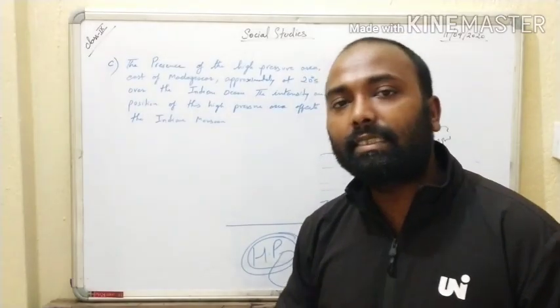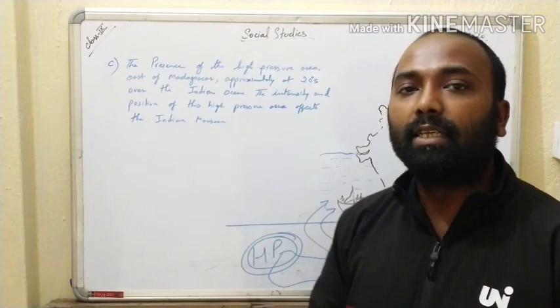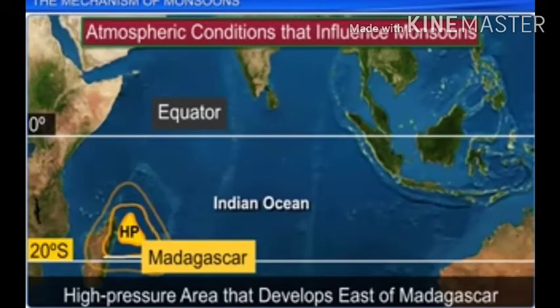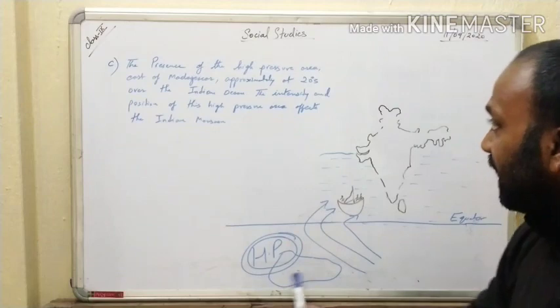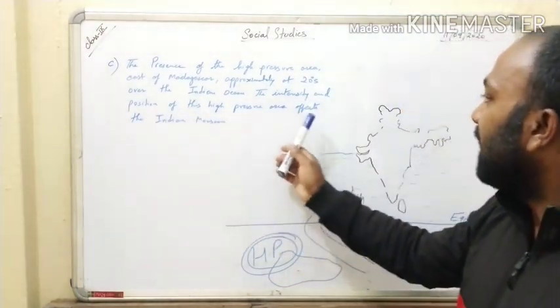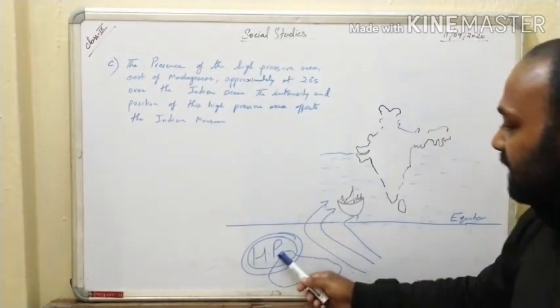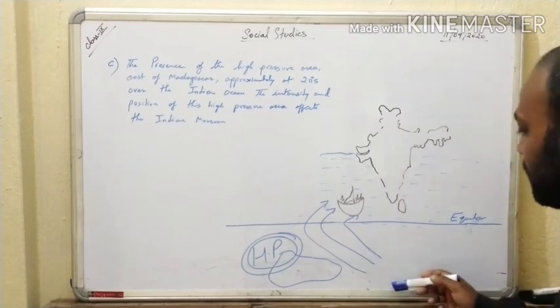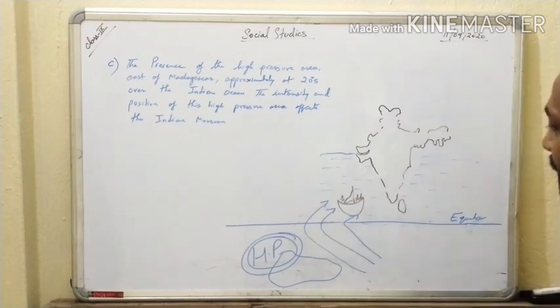Okay students, now let us understand another fact that has influenced the monsoon of our country. The presence of a high pressure area east of Madagascar, approximately at 20 degrees south over the Indian Ocean, which is here. The intensity and position of this high pressure area affects the Indian monsoon. We have already learned that the wind which was attracted towards the low pressure suddenly gets diverged towards the Indian subcontinent.